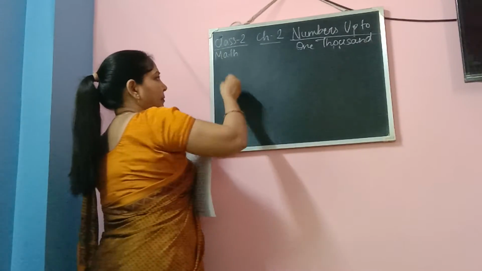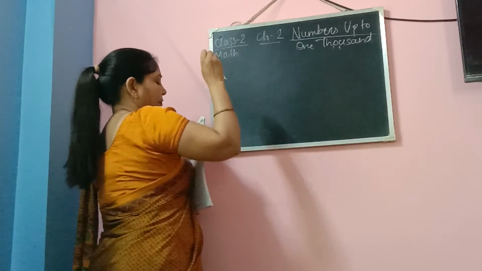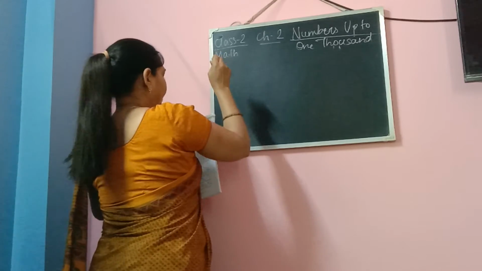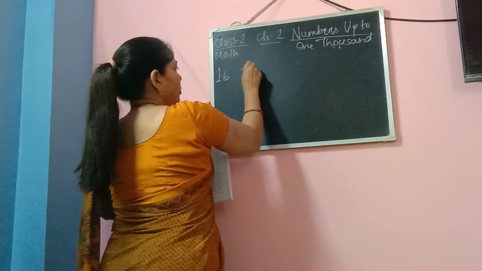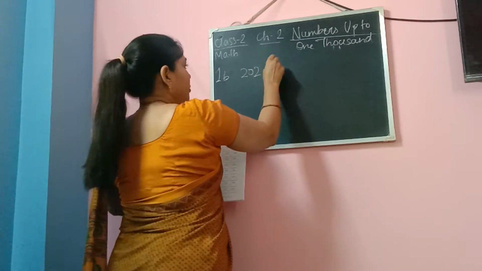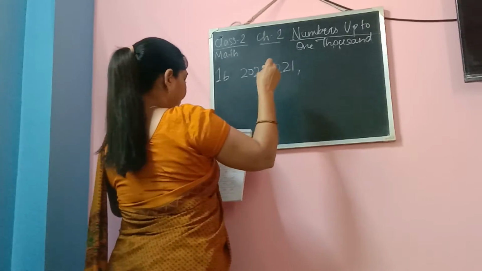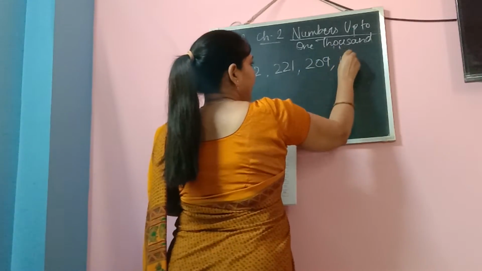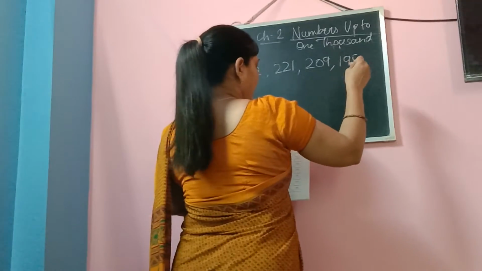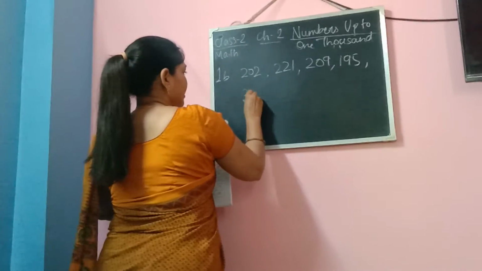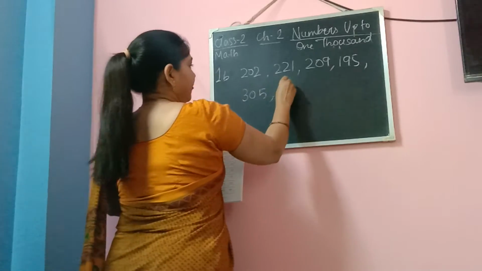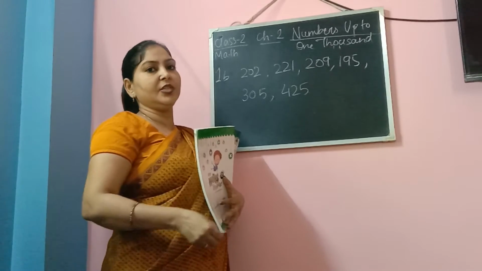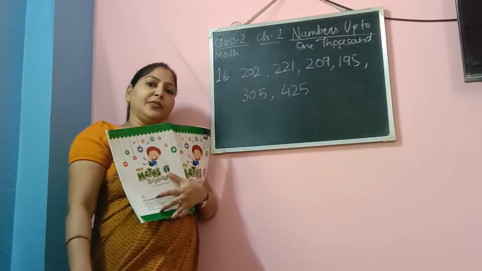Now let's do number 1A. In 1A, it's already done. We will do 1B. The numbers are 202, 221, 209, 195, 305 and 425. Okay. Now in all the cases, you see the numbers have 3 digits.